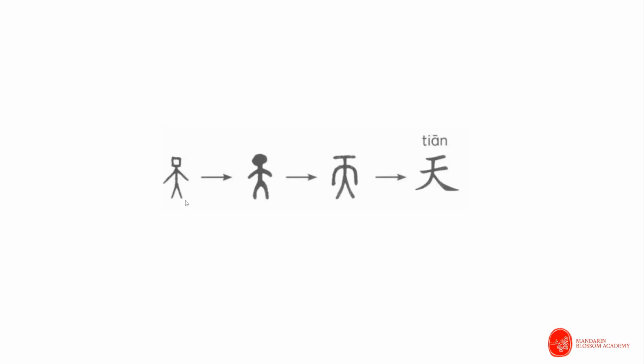So based on the character 大, 天 originally meant the top of the head. And later, it means sky. So you can think of it as there's sky above our head. So 天, it means sky. Now you can trace it or write it down.